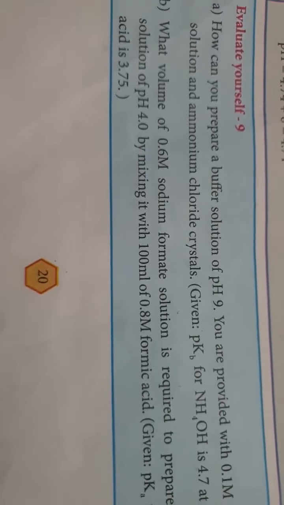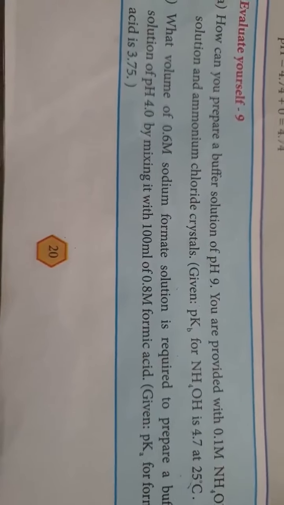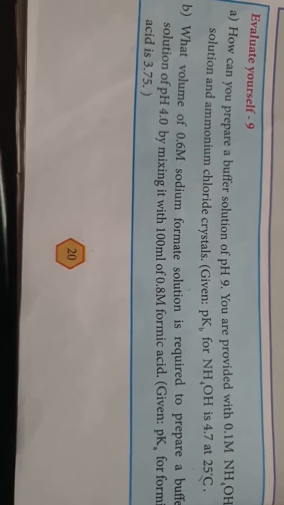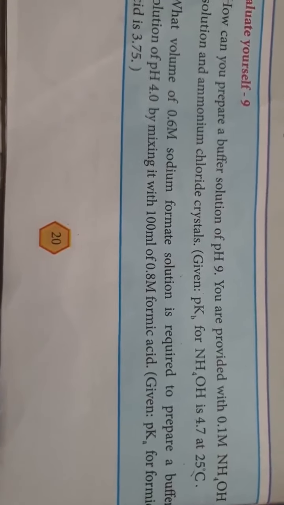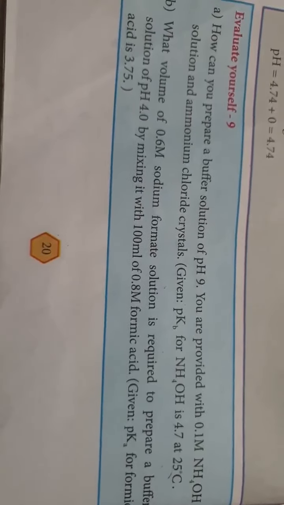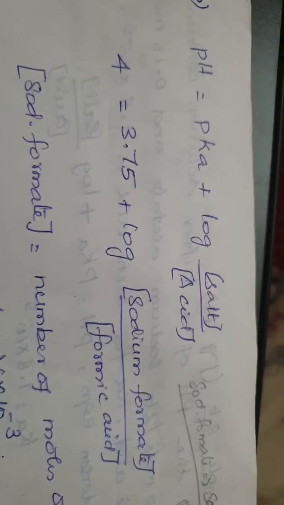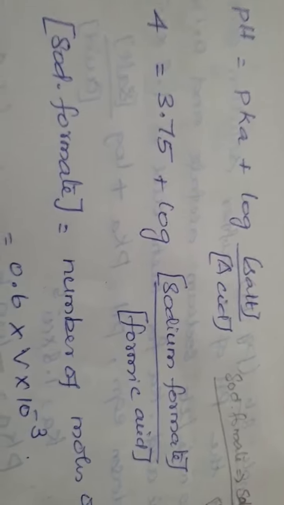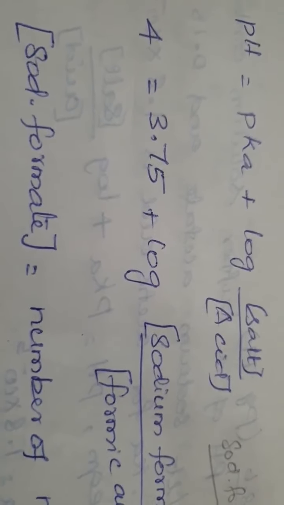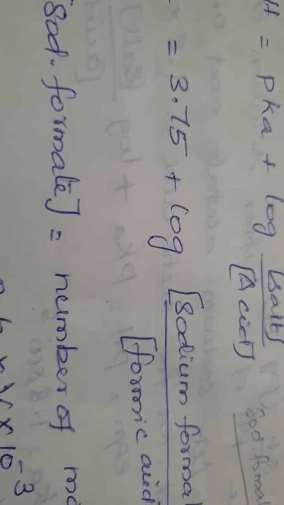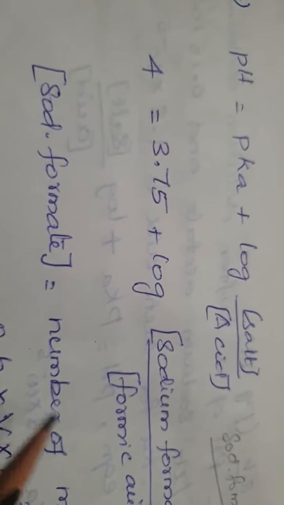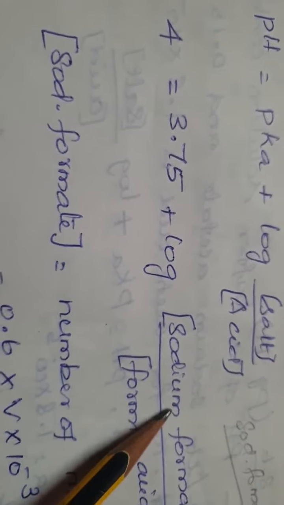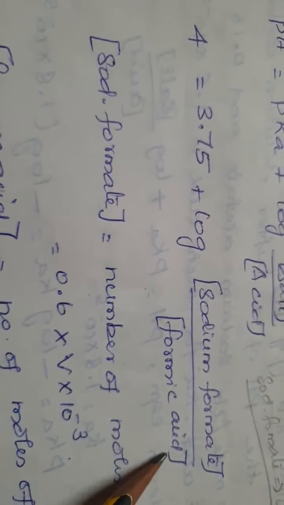Then subdivision B. What volume of 0.6 M sodium formate solution is required to prepare a buffer solution of pH 4 by mixing it with 100 ml of 0.8 M formic acid? Given pKa value for formic acid is equal to 3.75. So what is the pH formula? Using the Henderson equation, pH is equal to pKa plus log salt by acid. What is the salt here? Sodium formate. So pH is 4, pKa 3.75, substitute all the values, log of sodium formate by formic acid, which is the acid.